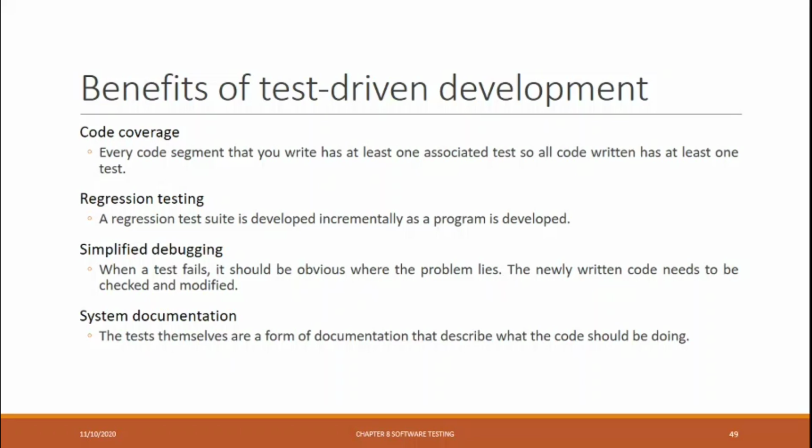And system documentation. The tests themselves are a form of documentation that describes what the code should be doing. Reading the tests can make it easier to understand the code. So these are the 4 benefits of TDD, test driven development. Even in the examination they can ask what are the benefits of test driven development. In that, code coverage, regression testing, simplified debugging, and system documentation. These are the 4 benefits.